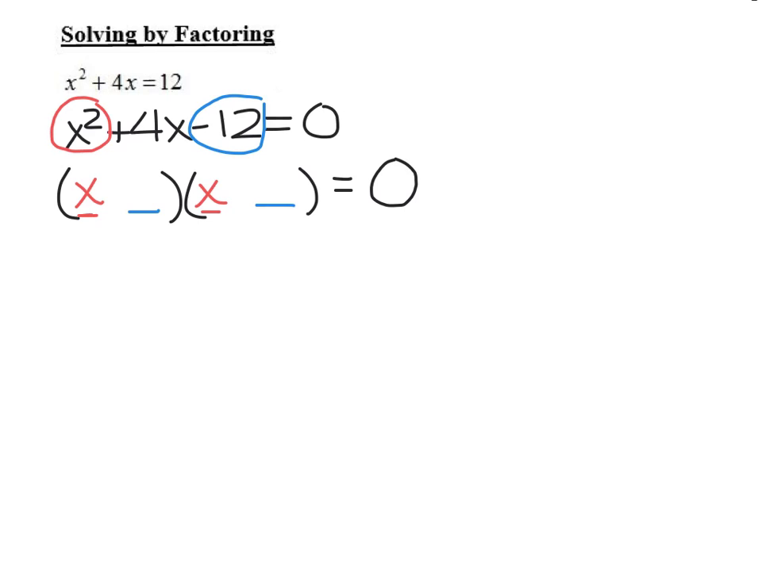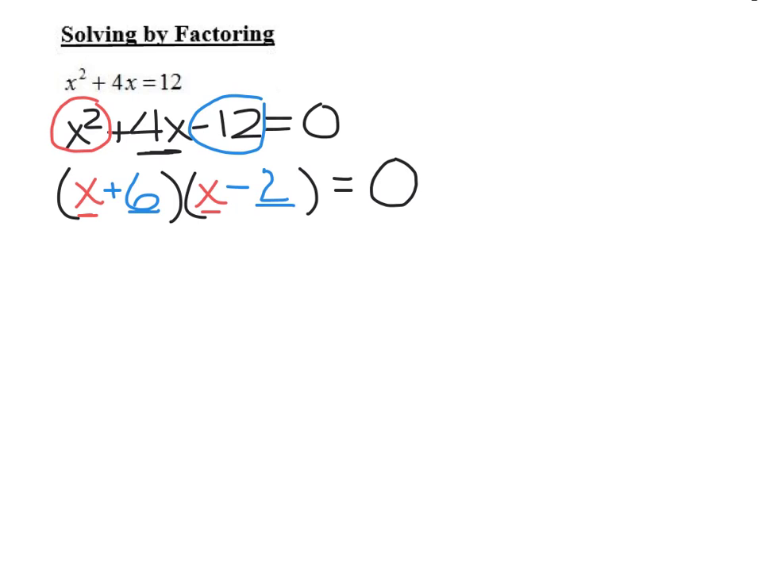We know that one's got to be positive and one's got to be negative because we're trying to get a negative 12. So I'll set up a plus and a minus. And the combination that we go for has to help us combine to get this 4x as the middle term. And the combination that's going to work is positive 6 and negative 2. And just to recap why that's the correct combination, I'll just go off to the side here.